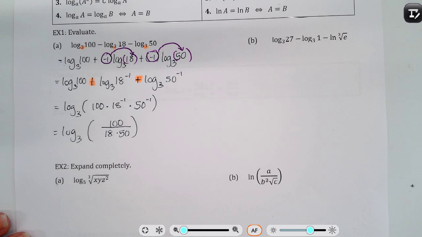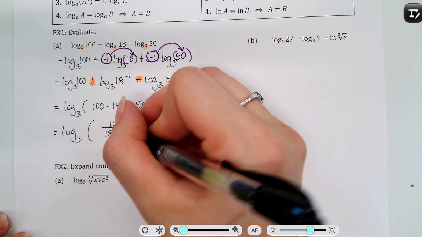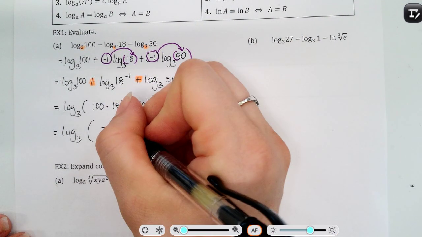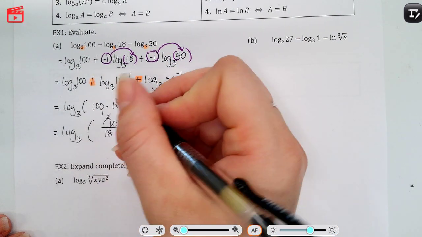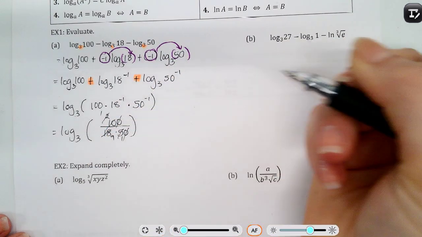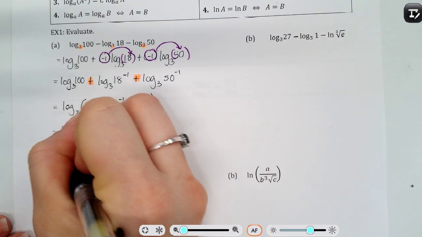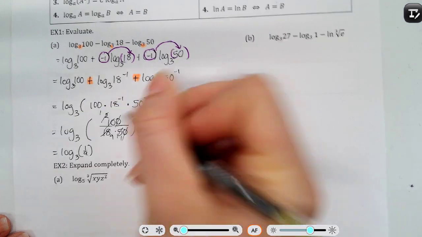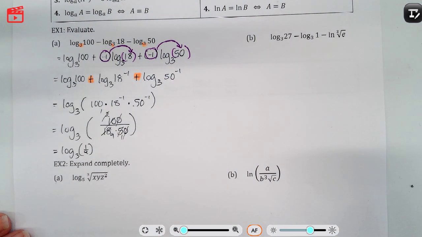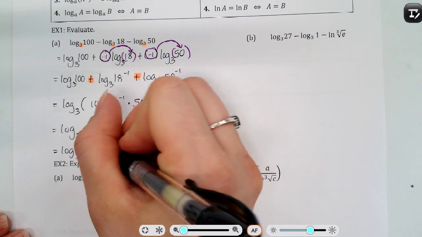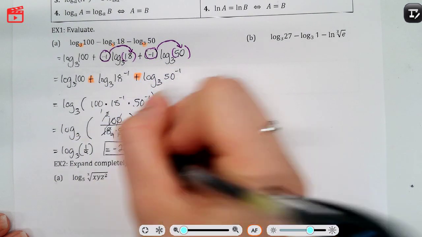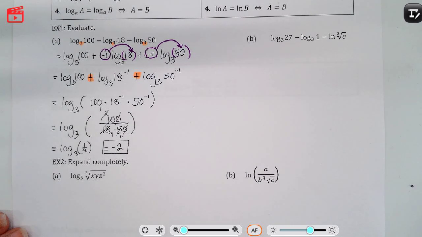All right, let's simplify. Zeros cancel. 5 can go into itself once, and 5 can go into 10 twice. Then 2 can go into itself once, and 2 can go into 18 9 times. So I'm left with log base 3 of 1 over 9. This is saying 3 raised to what power would give me 1 over 9? Well, that would be -2. So the answer is -2, and I ran out of room here. So my answer is -2.